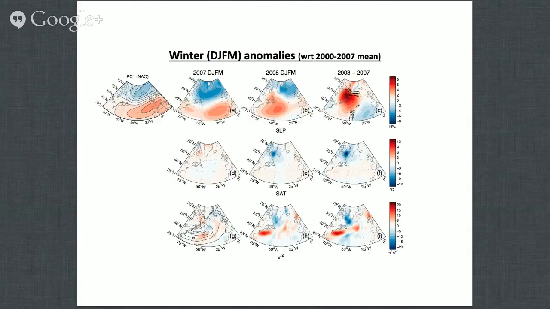And you can see in 2007 winter, the atmospheric condition is similar to the NAO pattern, which is shown on the left, but the Icelandic low is shifted further southwest. So the strong pressure gradient also shifts to the southwest. So there's not much pressure gradient over the Labrador Sea.